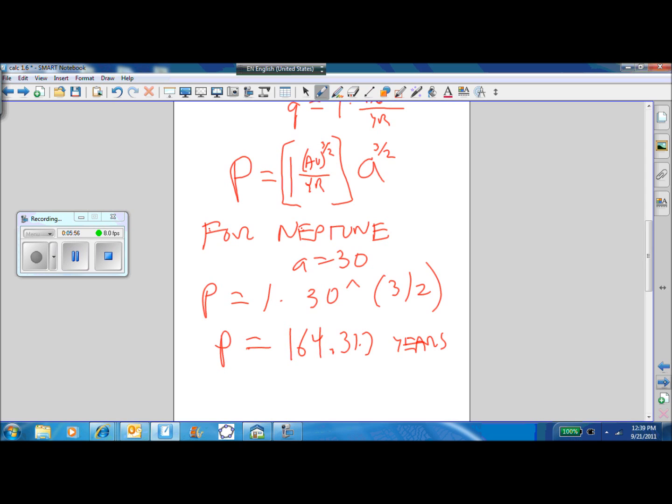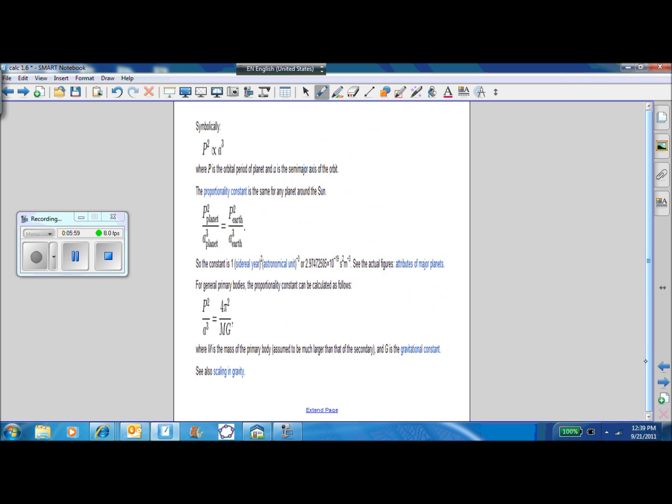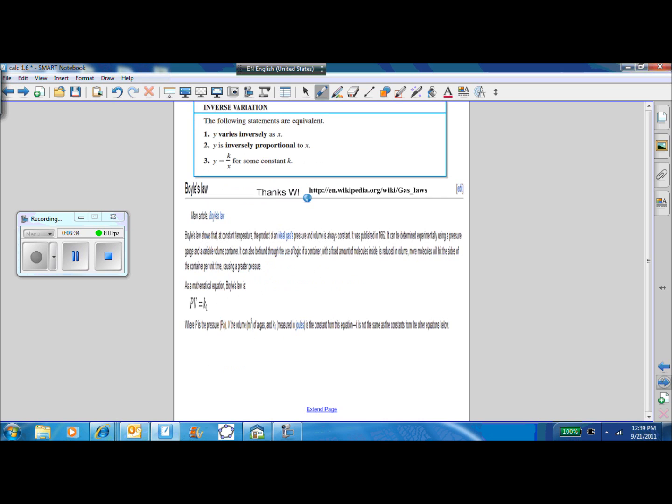Okay, next step is just checking some other stuff I got from Wikipedia. They're using that proportional symbol, that alpha, to represent that P squared is proportional to A cubed. They came up with a proportionality constant. It looks a little different than ours because they changed it from astronomical units to meters, and that's where they're getting all these numbers from. And here's another one for general primary bodies, that is, if you want to do something other than the sun. So all sorts of extra info I got there from Wikipedia.